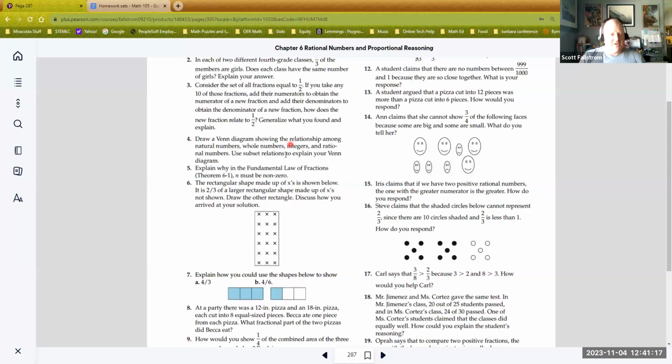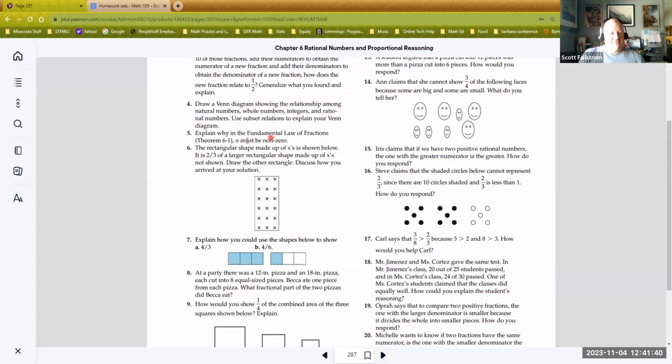So I skipped 3. Draw a Venn diagram with relationships among natural numbers, whole numbers, integers, and rational numbers. So we've already talked about how every natural number is a whole number. So that would be kind of a nested piece, like one circle inside of another circle. And maybe there are other relationships like that.